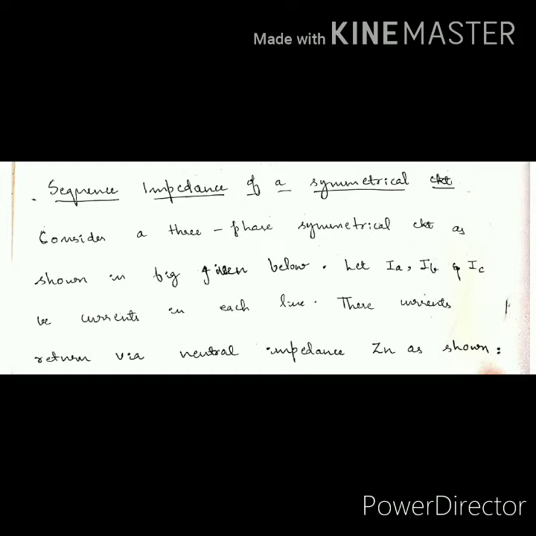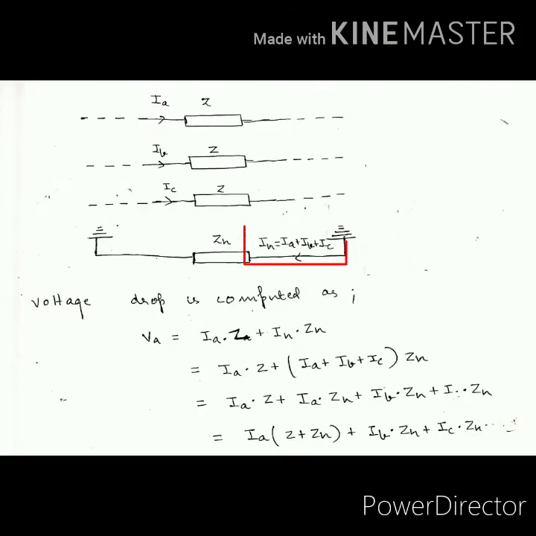So let us consider the three-phase symmetrical circuit given. The impedance is taken as Z, and you have currents IA, IB and IC in each of these lines. Now there is a current IN, which is equal to the sum of these currents, IA plus IB plus IC, through the impedance Zn. Why so? Because all of these IA, IB, IC, they will return via this neutral impedance Zn. That's why. So now let us calculate the voltage drop in each of these, that is VA, VB and VC.